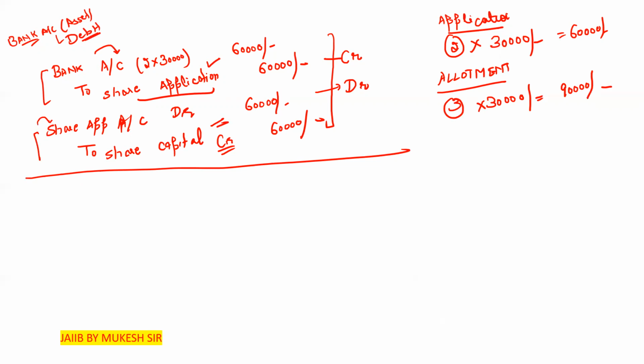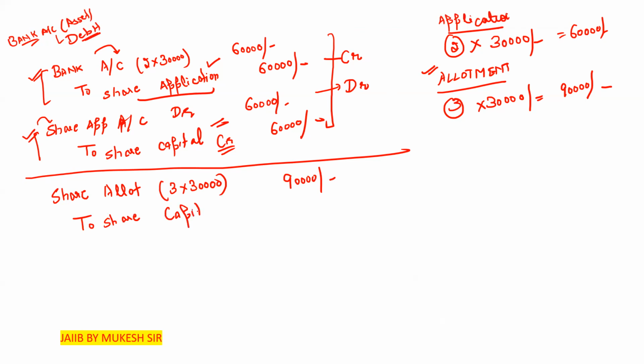Now we reverse this. Here the share is to be allotted. So we take this step first, and next we do this one, just opposite. Here we have share allotment. We debit the share allotment account, that is 3 into 30,000, which is 90,000. And the account we credit is share capital, because in the end we have to credit the share capital account. Now perform this much transaction, where the bank account is to be debited.